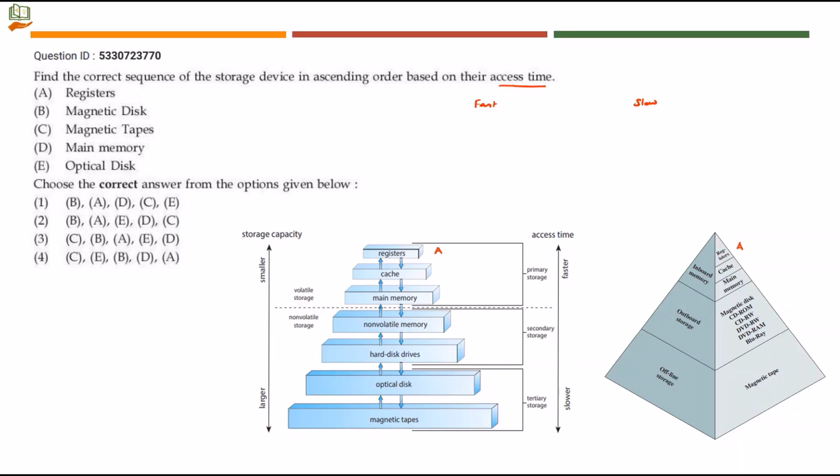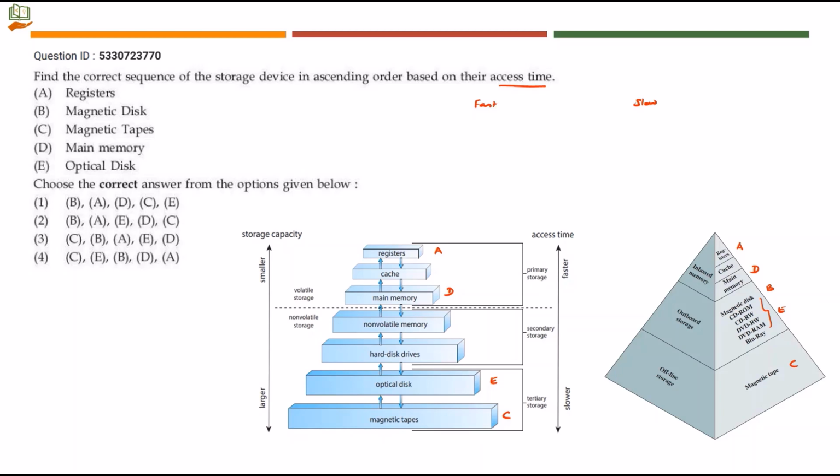Then we have main memory. Main memory is in option D. So we are marking D here. So optical disk is E and magnetic tape is C. What about this diagram? We have magnetic disk here. So it is B. We have CD-ROM, CD, read-write, then DVD, DVD RAM, everything. All these Blu-ray disc, everything belongs to the optical disk part. So optical disk option E can be marked here on behalf of all these names. What about magnetic tape? It is in option C.